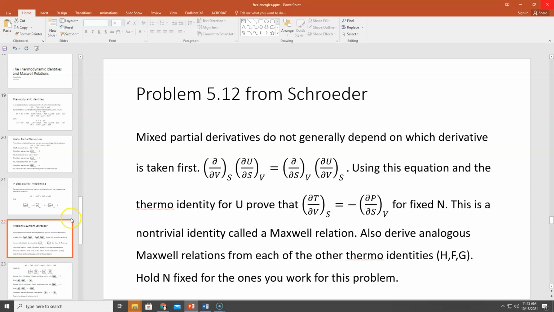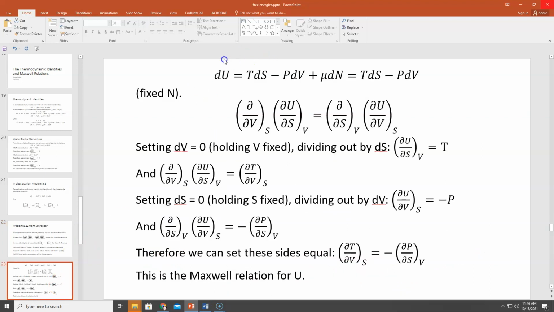Okay, so I'm going to do an example here and show you that partial T with respect to V is minus partial P with respect to S. I'm going to do this example, and then what we usually do in class is work a couple of the other ones. Okay, so here we go.